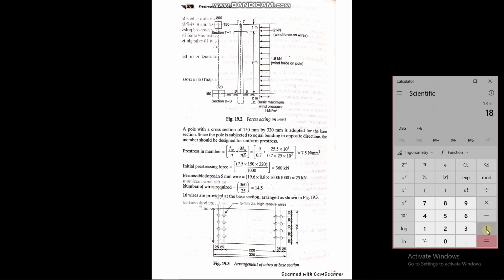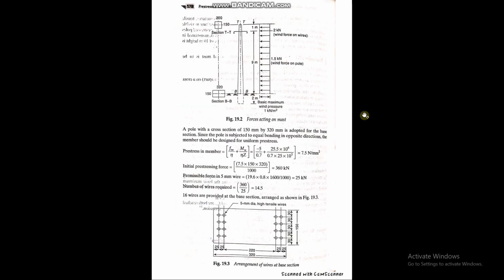Then you have additional moment due to the basic maximum wind pressure, where the total load is acting at the central height of 5 meter. The total height is 10 meter over which the load is distributed, and when you calculate the total load it comes out to be 1.5 kilonewton, and obviously it will be acting at the center of the distributed load, at a height of 5 meter from the base. So you have 1.5 multiplied with 5 equals 7.5 kilonewton meter.